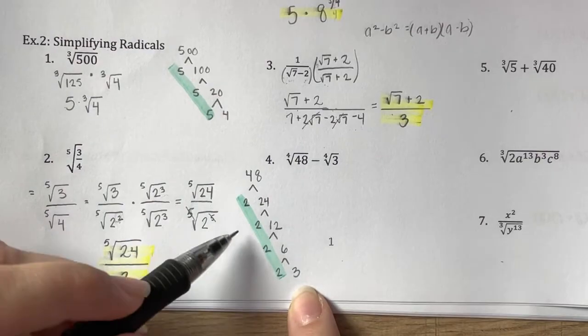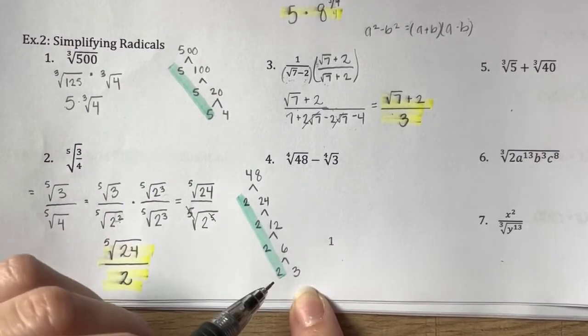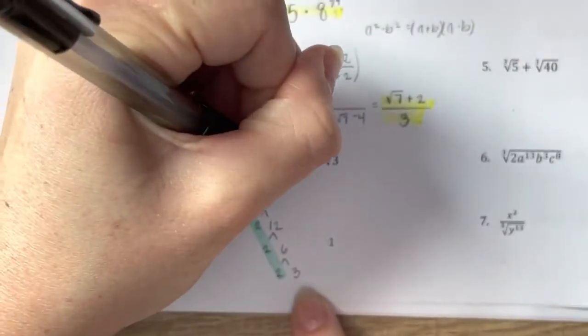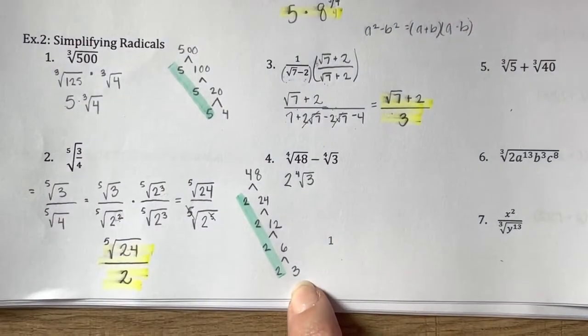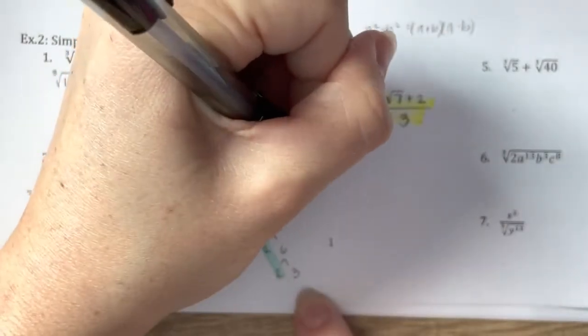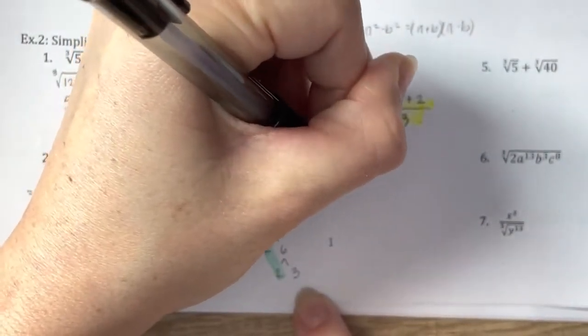So if there's 4 of the same number and it's a 4th root, I can pull out that number. So I can pull out a 2, and then I'm left with the 4th root of 3, because there was a 3 also in the factor tree. And then minus the 4th root of 3.